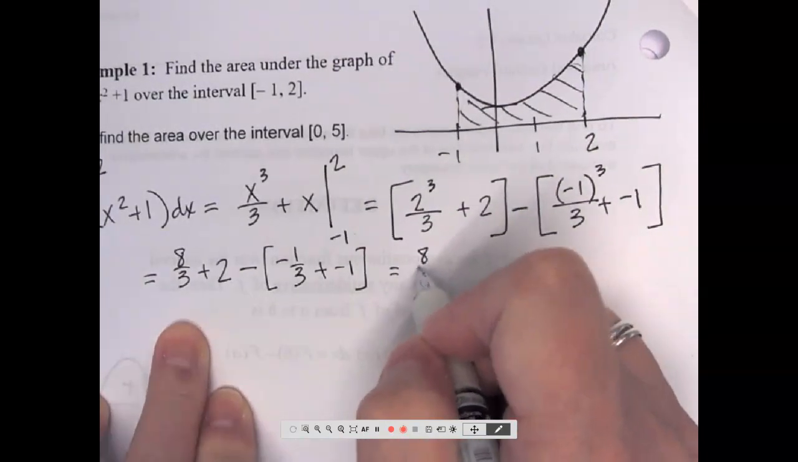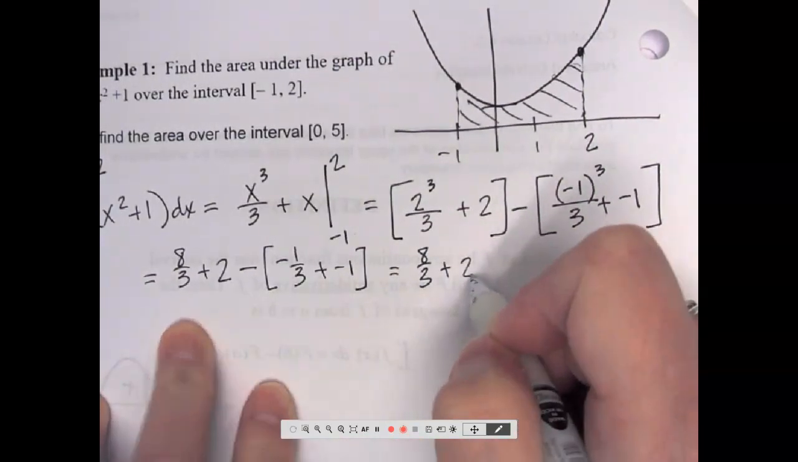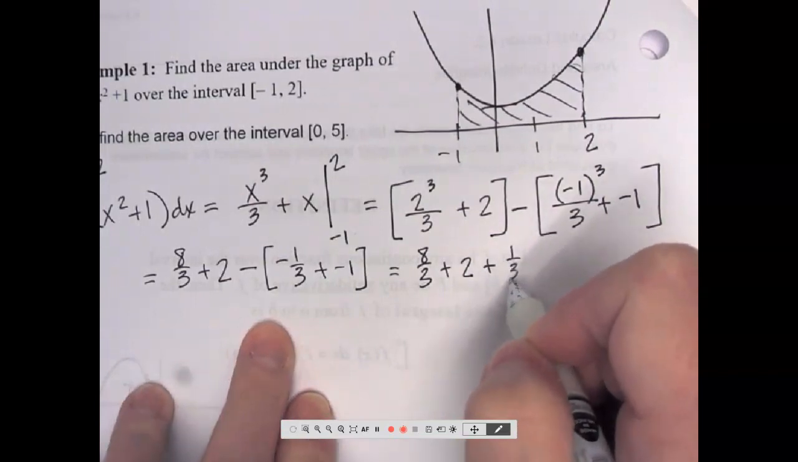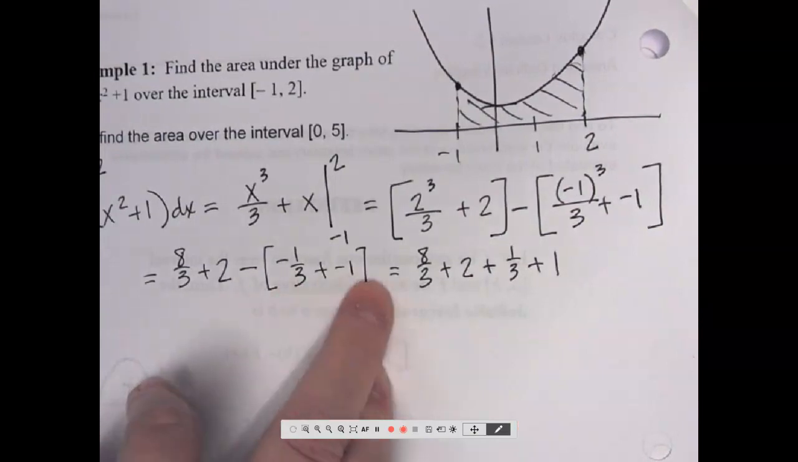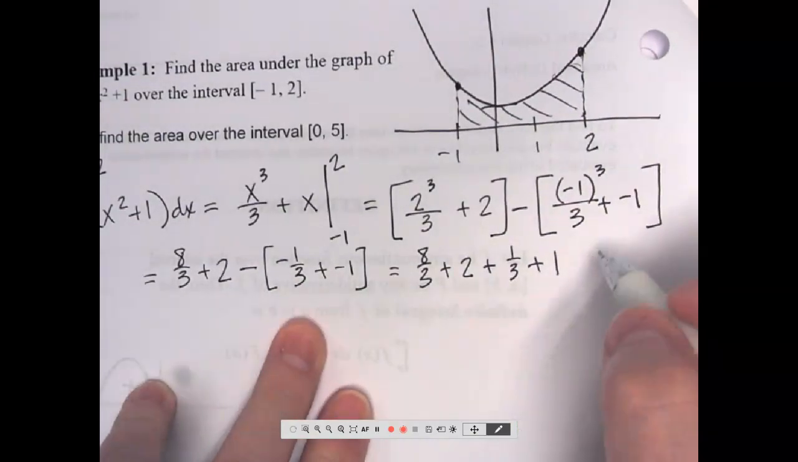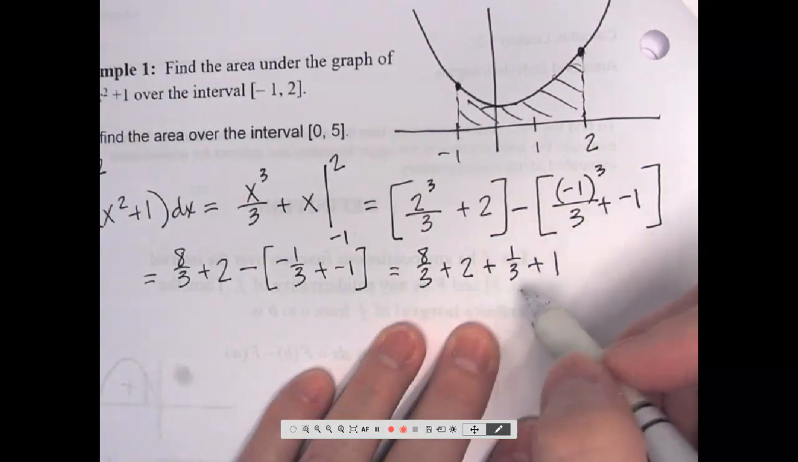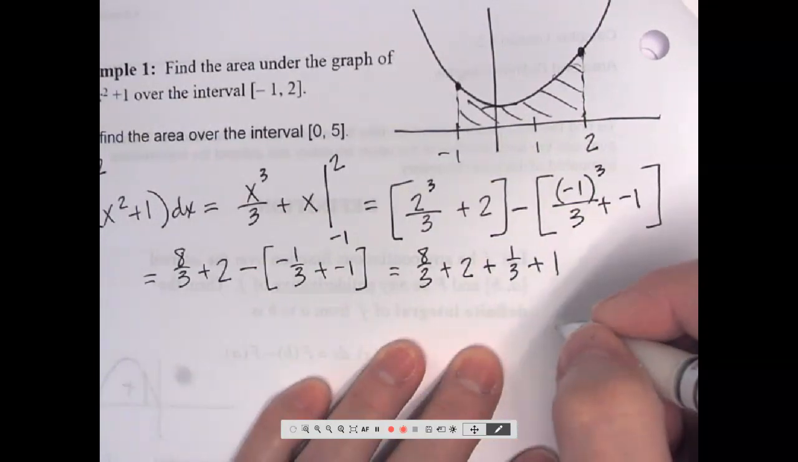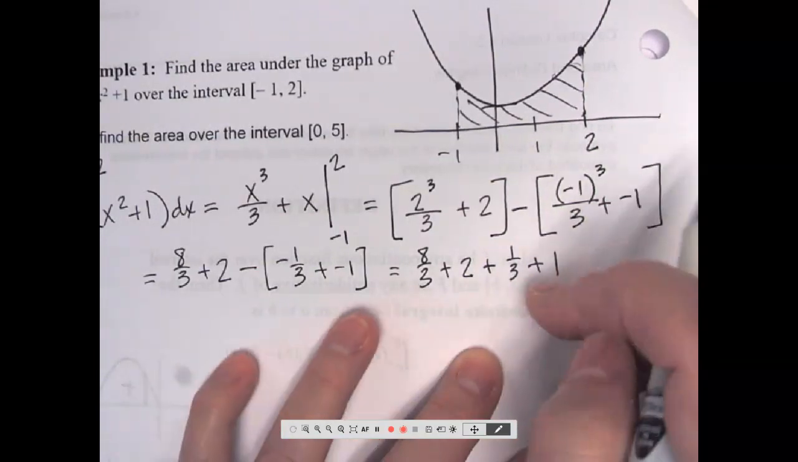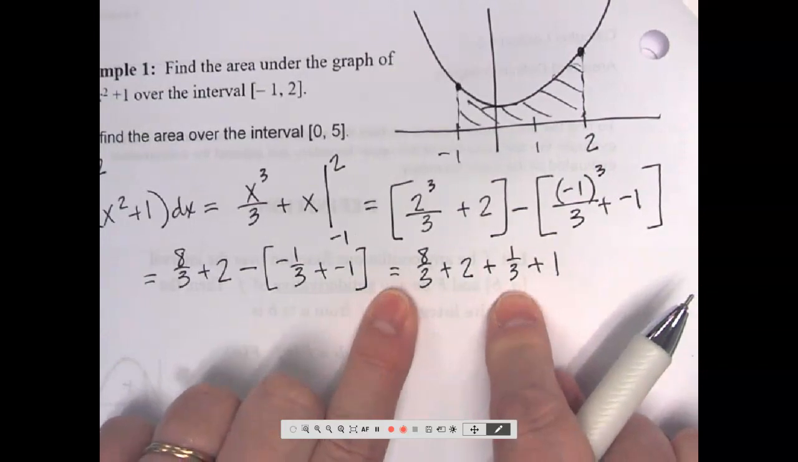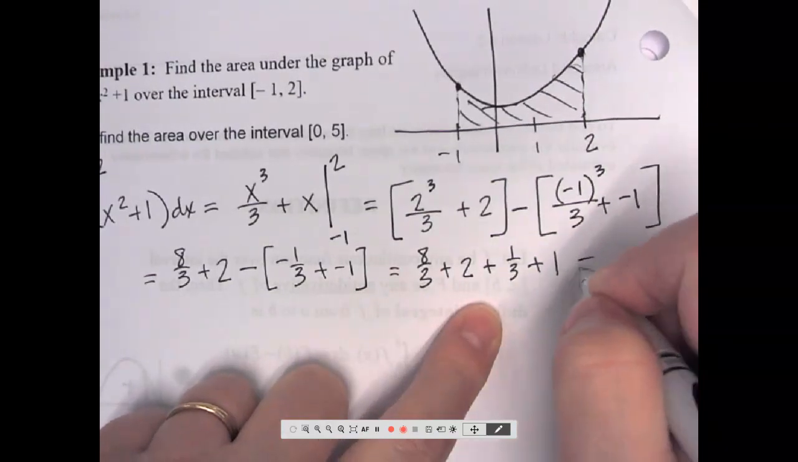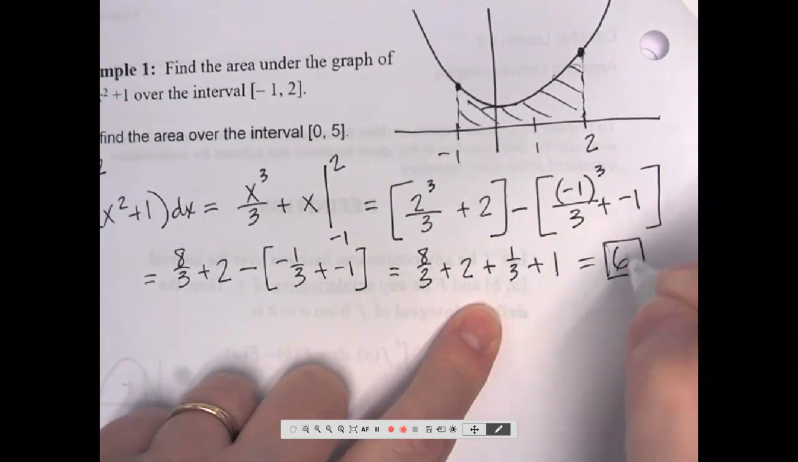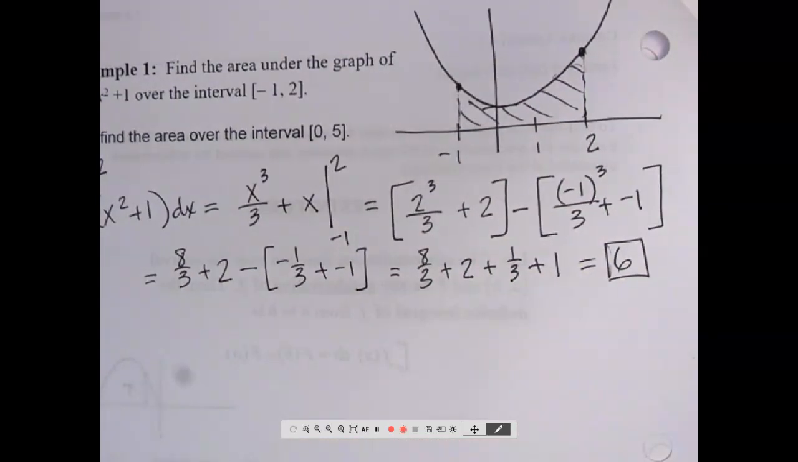Okay, so that's 8/3 plus 2 plus 1/3 plus 1. Distribute that subtraction there. Changes the sign of both of those. What's 8/3 plus 1/3? 9/3, which is really 3. Plus 3 is 6. So we get an area of 6.